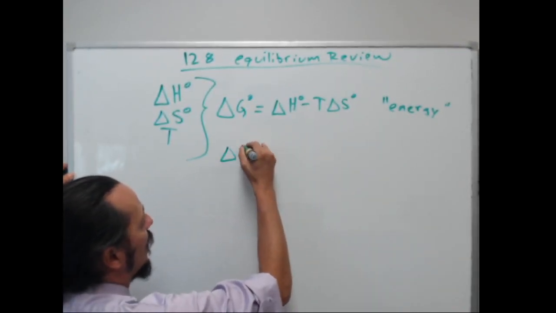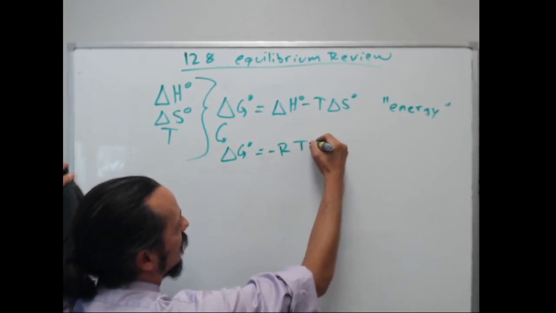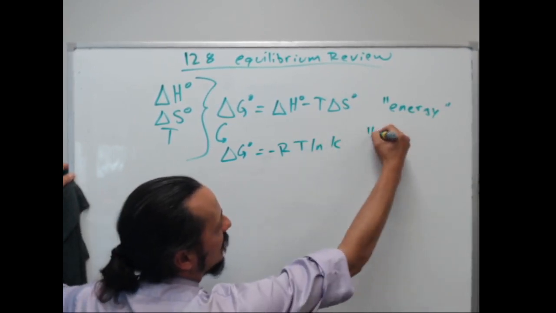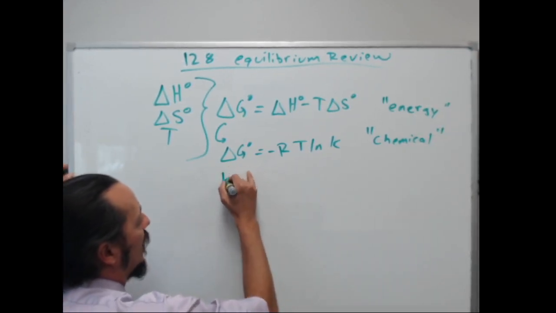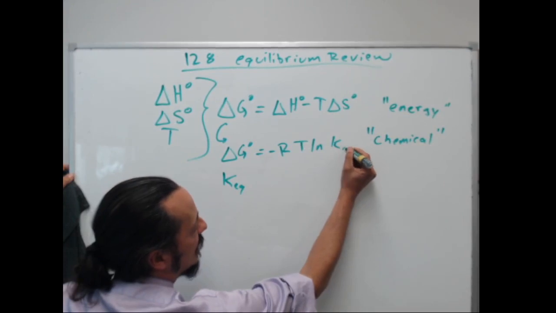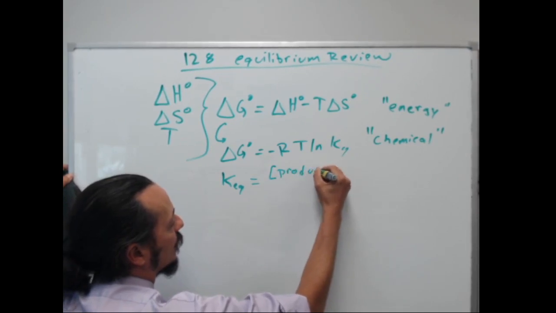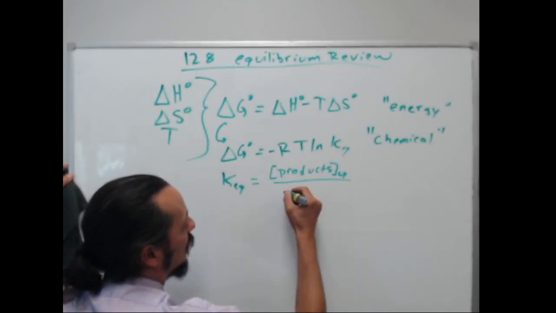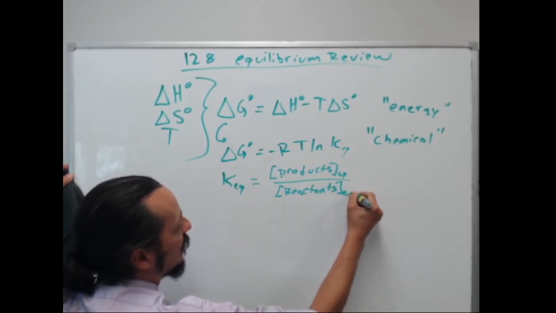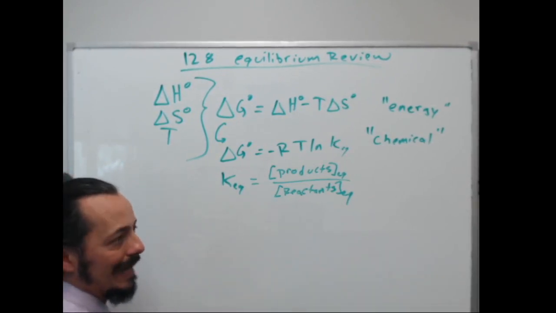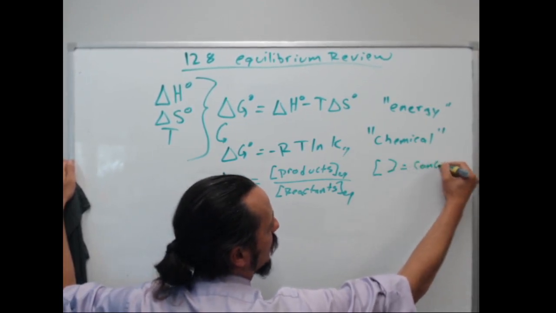And so we had this second way that we could write it. We said delta G is equal to negative RT ln K. And this is the chemical way to talk about it. Where K, I'll even put the subscript EQ on it, it's the equilibrium constant, is going to be the products at equilibrium over the reactants. Now we'll get into specifically what this looks like in a moment. We need some chemical reaction to really talk about what that looks like, where the bracket means concentration.